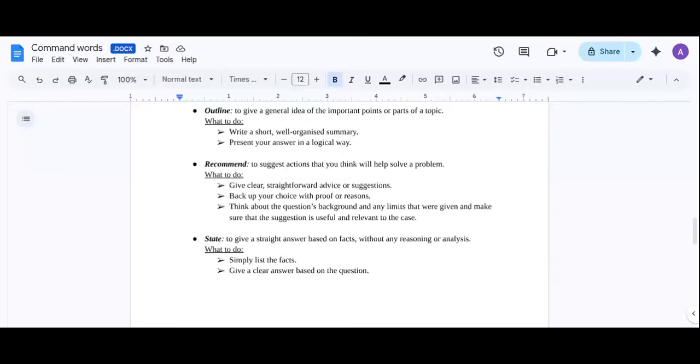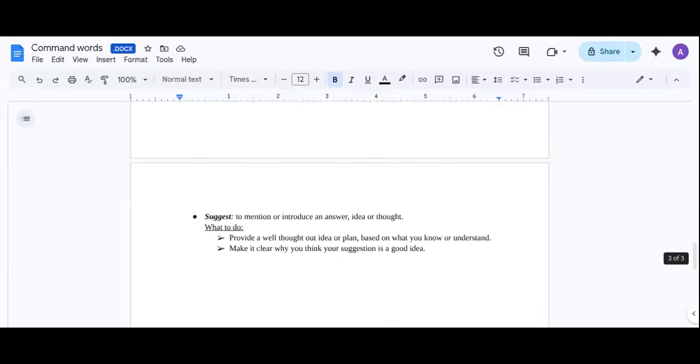The next one we have is state: to give a straight answer based on facts without any reasoning or analysis. What to do? Simply list the facts or give a clear answer based on the question. So, state the function of the family that deals with managing emotions. All you need to say there is provision of emotional support. That's all they're asking.